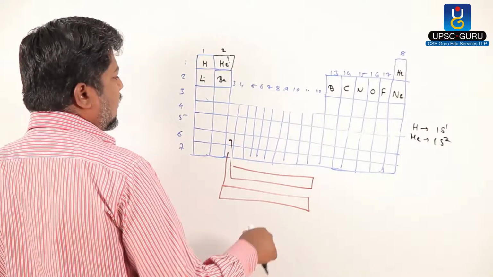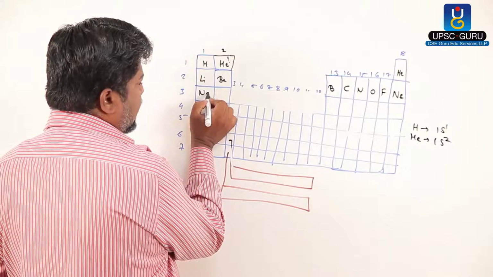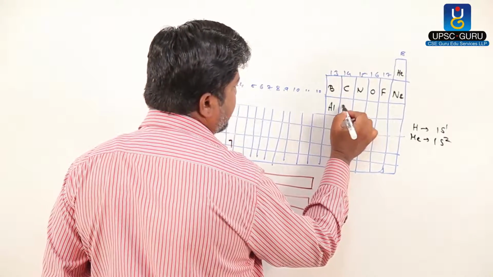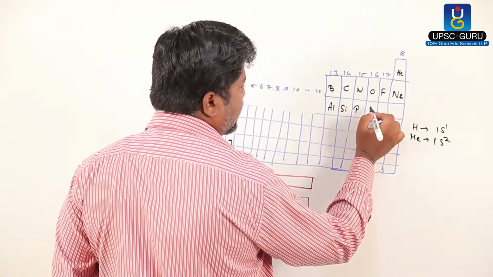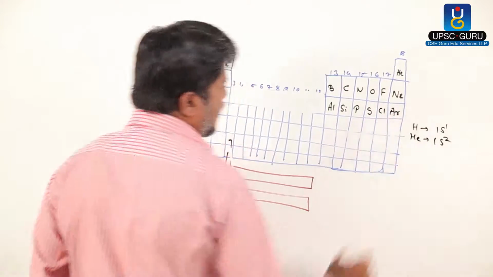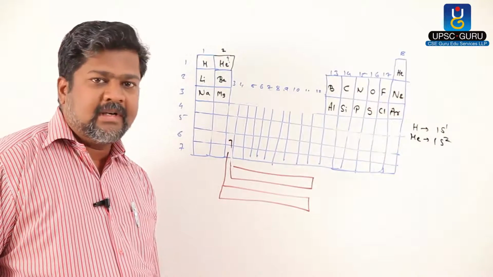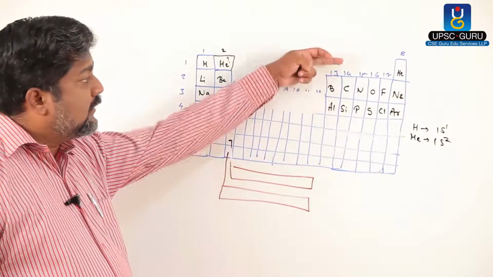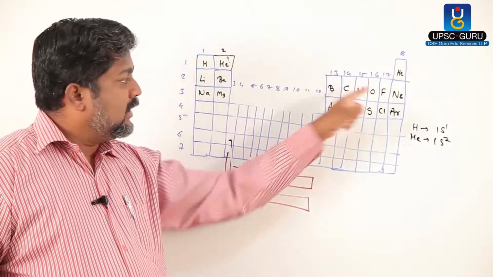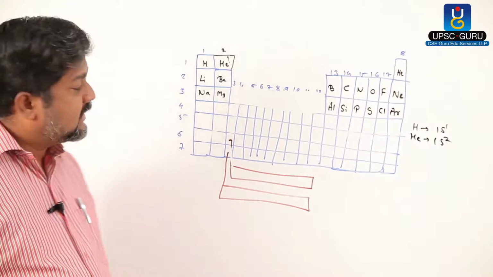Here also elements are not there. The next period has sodium, magnesium, aluminium, silicon, phosphorus, sulfur, chlorine and argon. So the second and third periods have 8 elements. The first period has only 2 elements. The second and third periods have 8 elements.